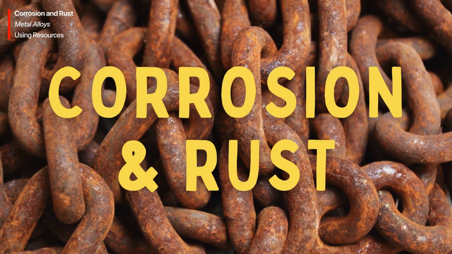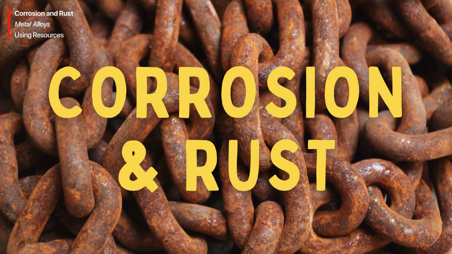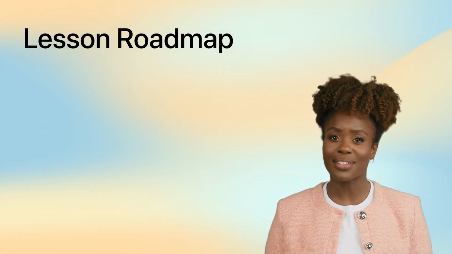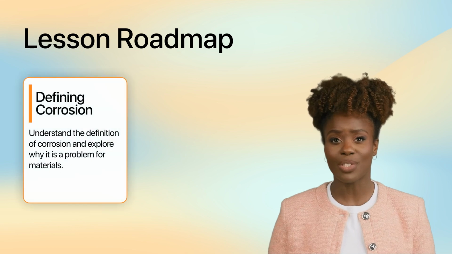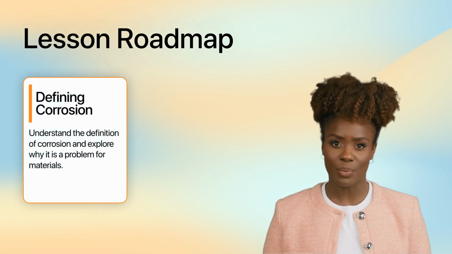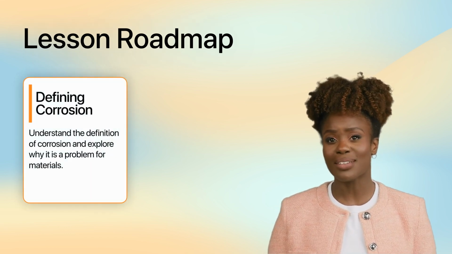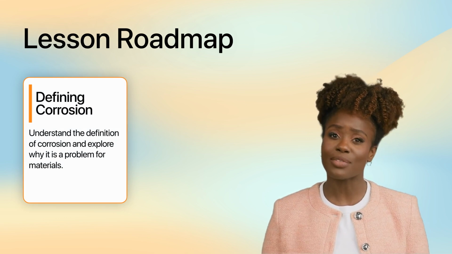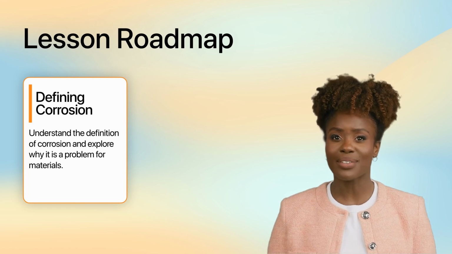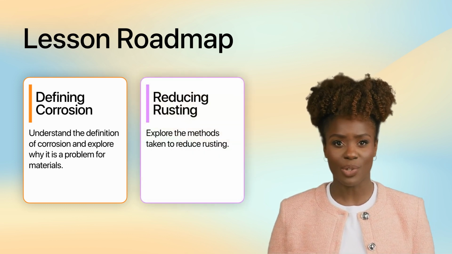Hello, and welcome to this lesson on corrosion. In today's lesson, we will begin by defining corrosion and exploring why it is a problem for materials. We'll pay particular attention to iron corrosion, commonly referred to as rusting. Then, we'll touch on methods taken to reduce rusting.